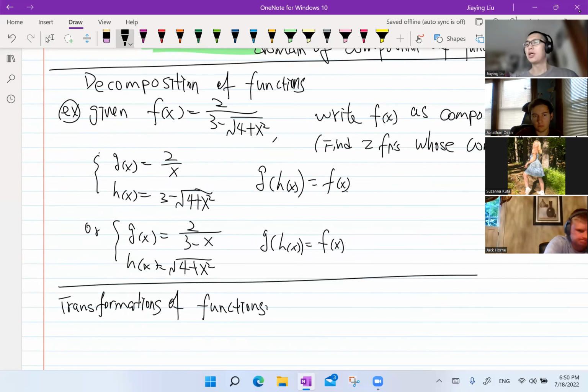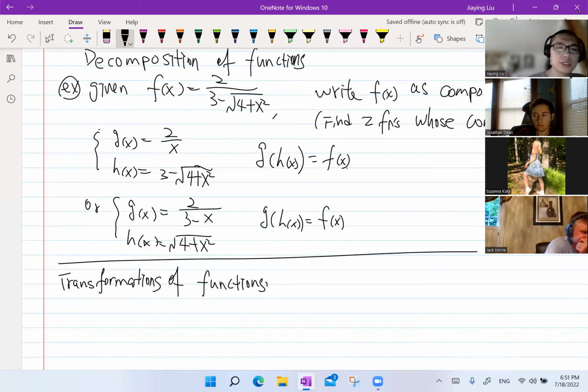Transformations of functions. You've probably seen those a lot of times in the past. Transformation of functions is basically asking, how can we manipulate this function to get something else? We could, for example, shift it up, shift it down, left and right, stretch horizontally, shrink horizontally, stretch it vertically, flip horizontally. There are many ways. But I'm just going to write down the basic rules here.